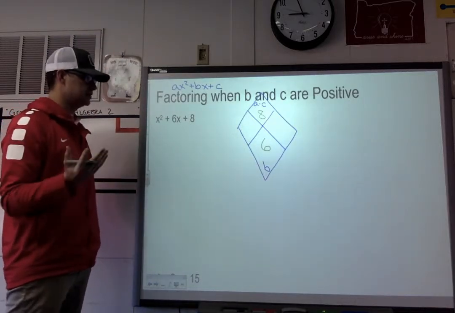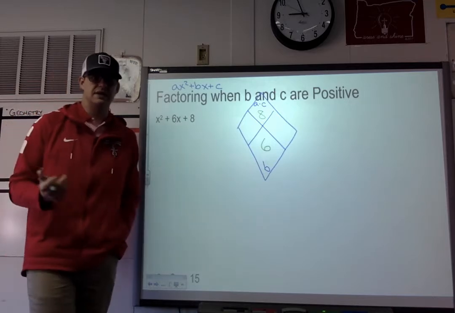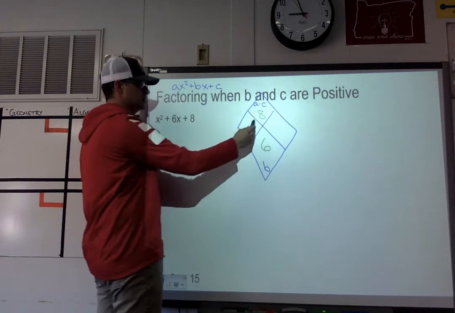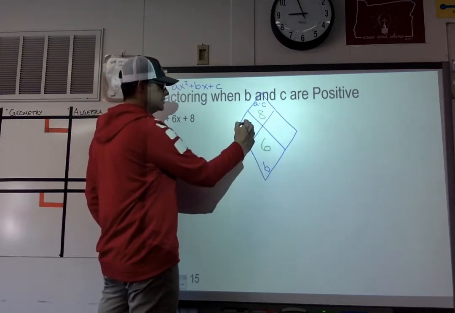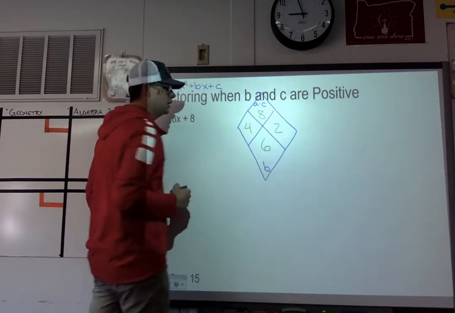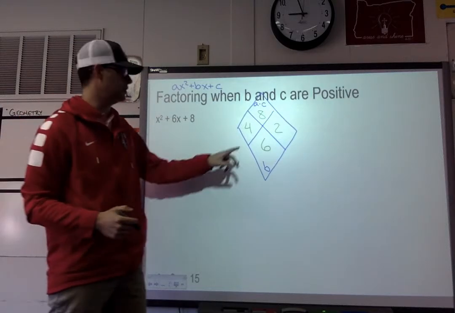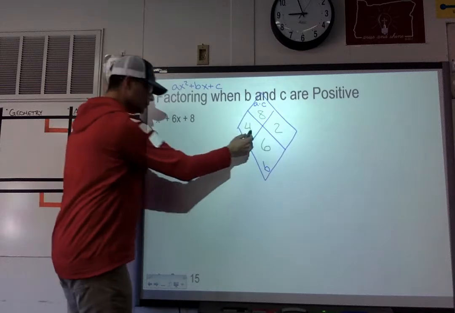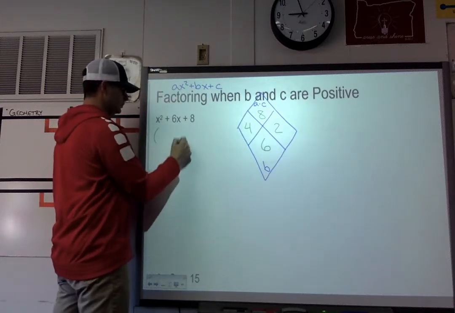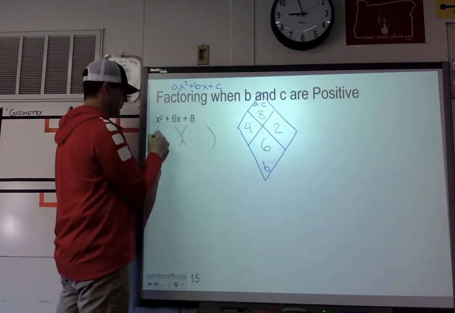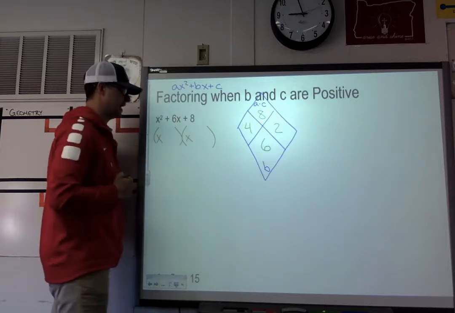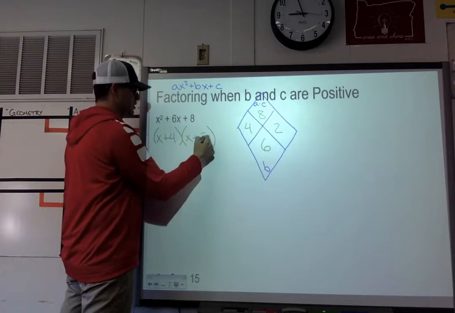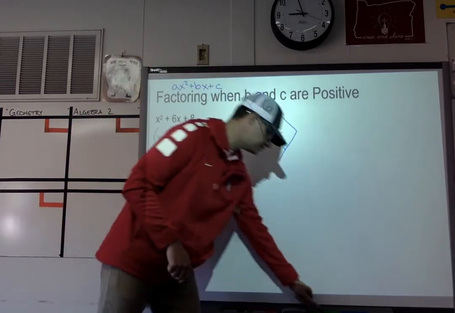So in this case, some of the time those two numbers are going to be pretty easy to find. Sometimes you might have to guess and check a little bit, but two numbers that multiply to 8 and add to 6 would be 4 and 2. It doesn't matter what order you put them in. It could be 2 and 4 or 4 and 2. So now we can write out our factored form of this. These are each going to have an x in front of them. Then we're going to have x plus 4 and x plus 2.